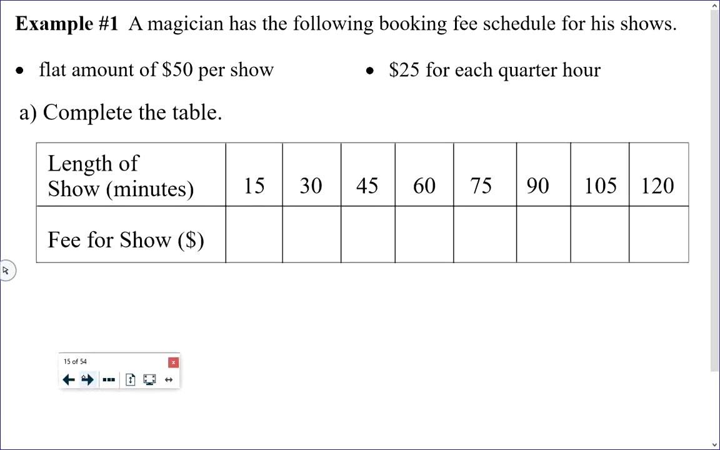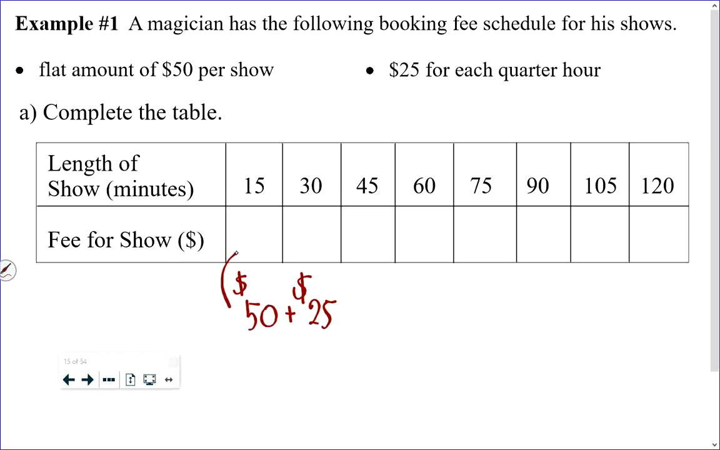So the first thing we're going to do is complete this table. And this is a little bit different than the amount of flour and cookies. It's a little bit different than the number of logs and the mass of the logs or the weight of the logs because of that fixed amount. So if it's 15 minutes for this one, the magician is going to charge the people $50 plus $25.